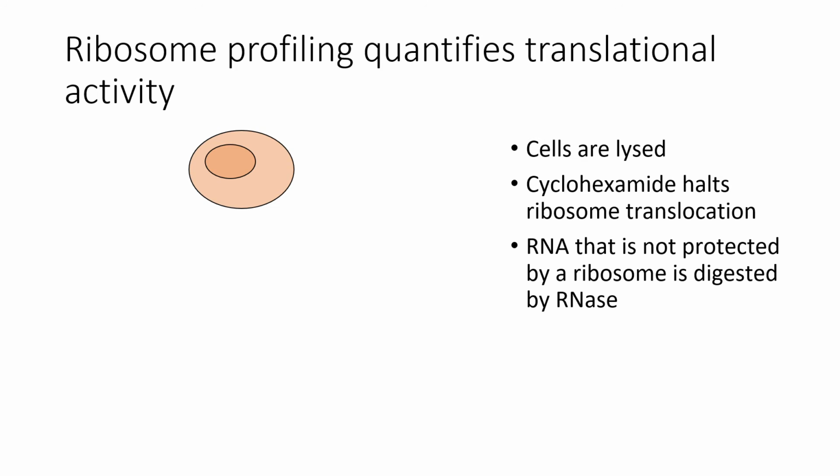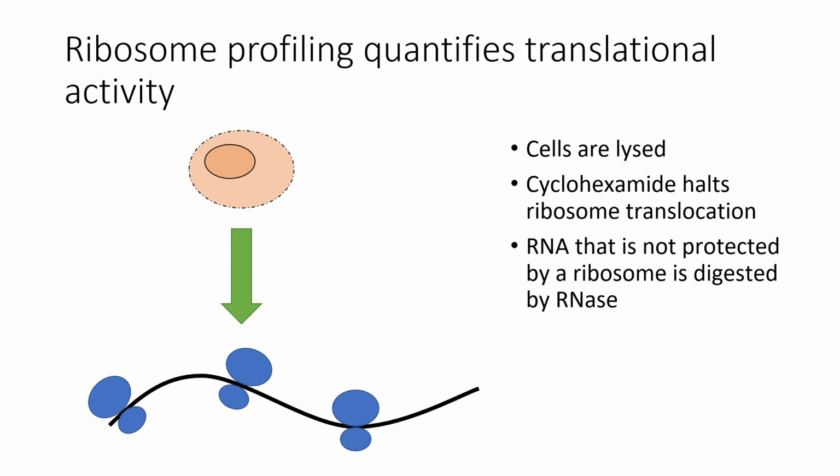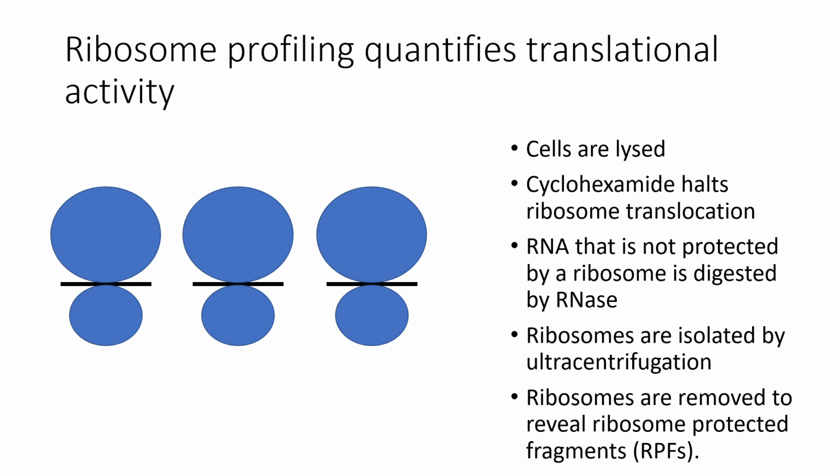Then the cells were lysed in RNase-free conditions with cycloheximide to halt the ribosomes. This allowed us to purify the RNA from the cells. Lysates were then treated with RNase to digest any RNA that was not protected by a ribosome. This means that any RNA preserved was a transcript that was actively being translated at the moment the cells were flash frozen. Next, the ribosomes were isolated by ultracentrifugation through a sucrose cushion.